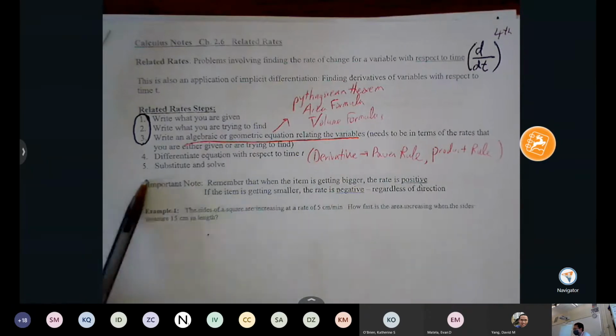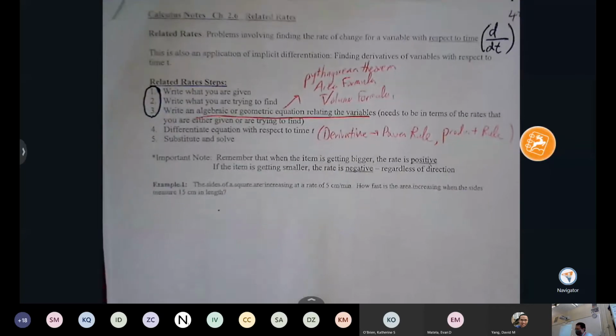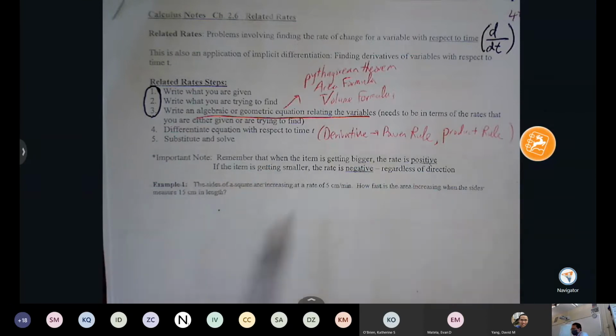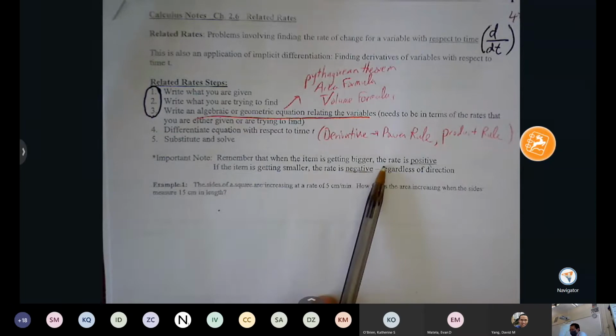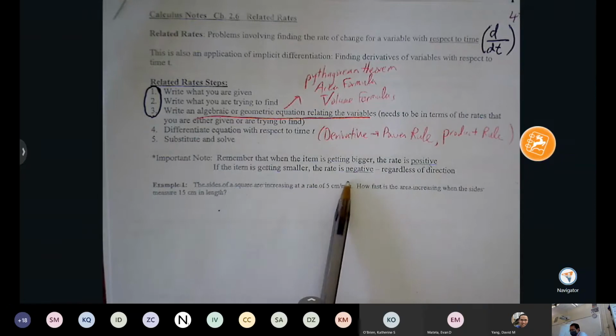After that, we're going to substitute and solve. I'm going to highlight a couple of notes here, and I can always come back to this as we look at specific problems. So we want to remember that when the value is getting larger, the rate is going to be positive. If the value is getting smaller, that rate of change is going to be negative.